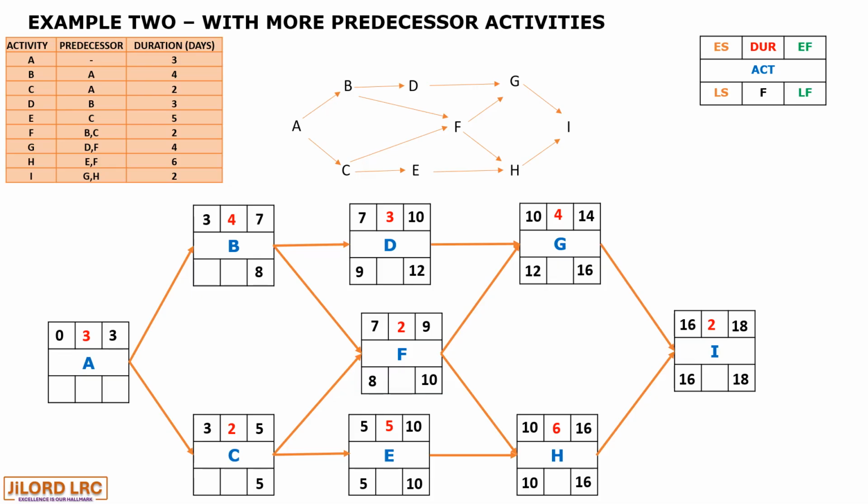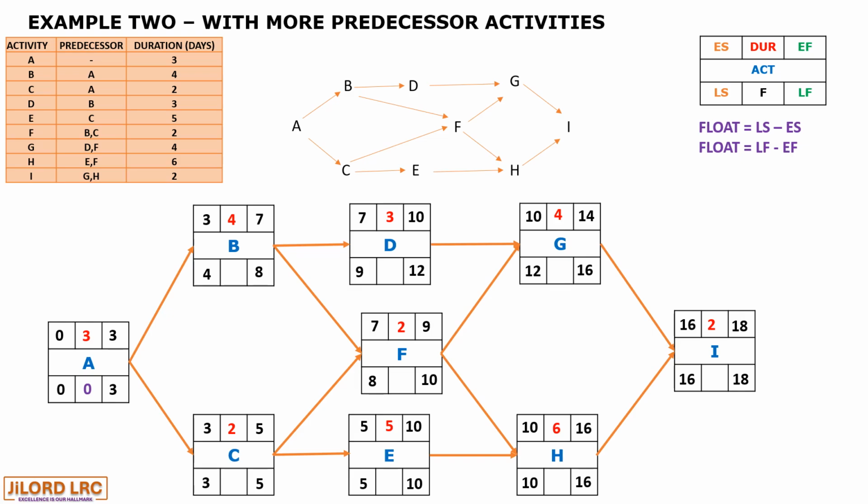Now, activity G has two predecessors, and H also has two predecessors. Between G and H, the predecessor is F. What value goes to F as its latest finish value? Let's look at how it is done.